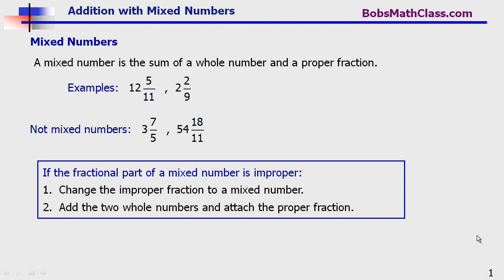Okay. So what are we going to do if it is in that form? If the fractional part of a mixed number is improper, we're going to change the improper fraction to a mixed number, and then we're going to add the whole numbers together and attach the proper fraction.